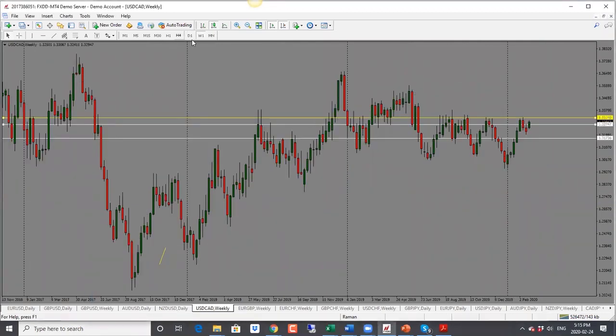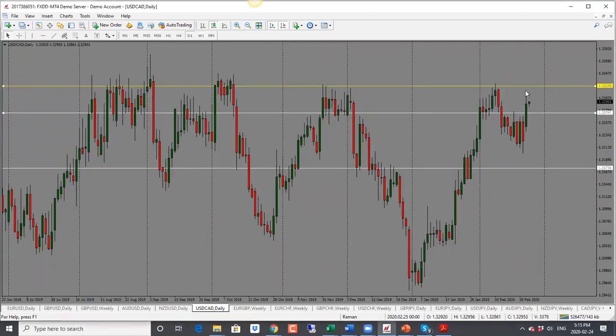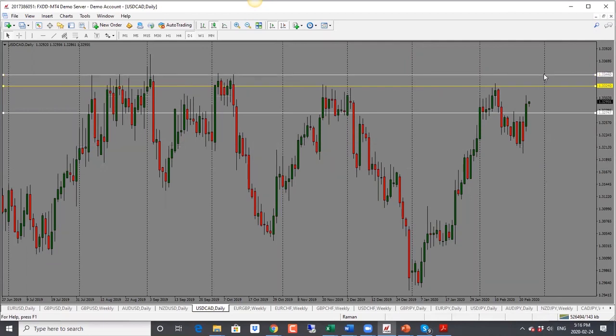Dollar CAD here, this one has gone up. So this one is looking bullish. Next target is 1.3320. And should it go through that, we're looking at 1.3350. So bias is bullish here for dollar CAD.